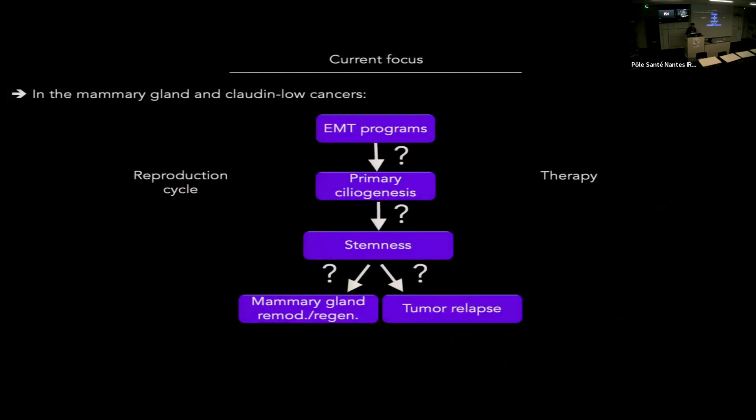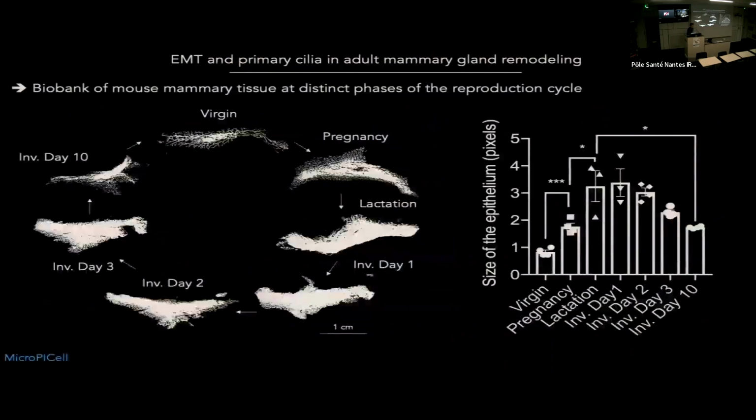So with regard to the first part, to investigate the role of EMT and primary cilia during the reproduction cycle, we've recently developed a biobank of mouse mammary tissue and techniques to analyze its development at distinct stages of the reproduction cycle.